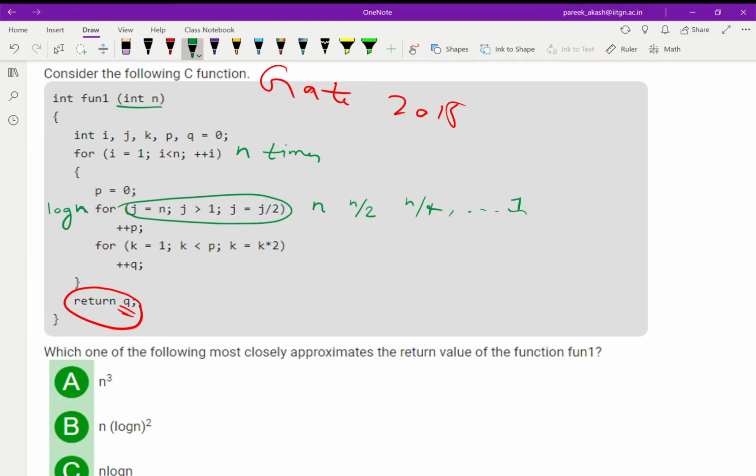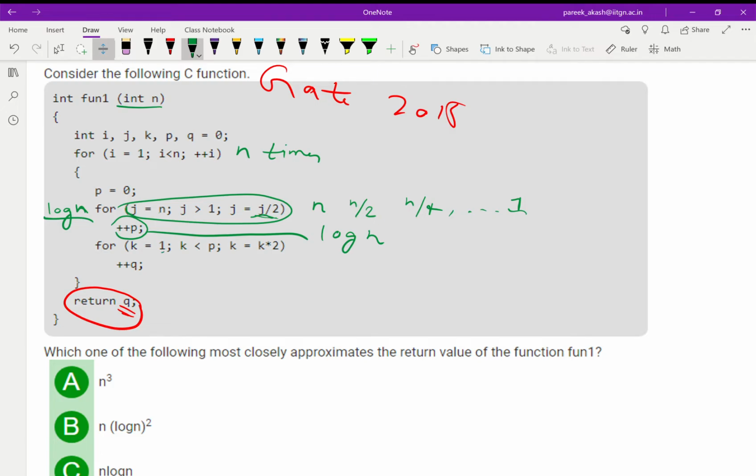You should remember that in a loop, if we are starting from the end and coming back to 1 or 0 by dividing by 2, then it takes log n time. So this value of p will be incremented. It is initially 0, and every time the loop executes it increments by 1. So after log n iterations the value of p will be log n.